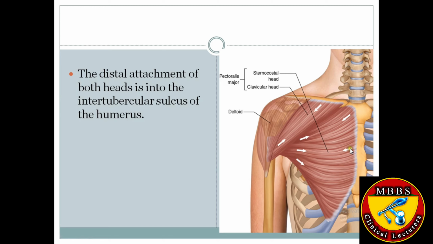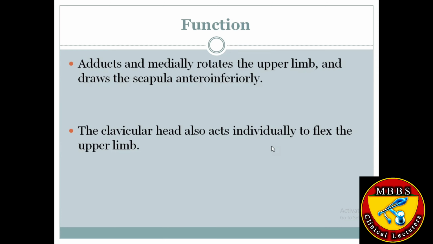Although the pectoralis major muscle originates from two different heads, that is the clavicle and the sternum, it gets inserted into the intertubercular sulcus of the humerus. This is the intertubercular sulcus of the humerus, where both the clavicular head and the sternocostal head get inserted.